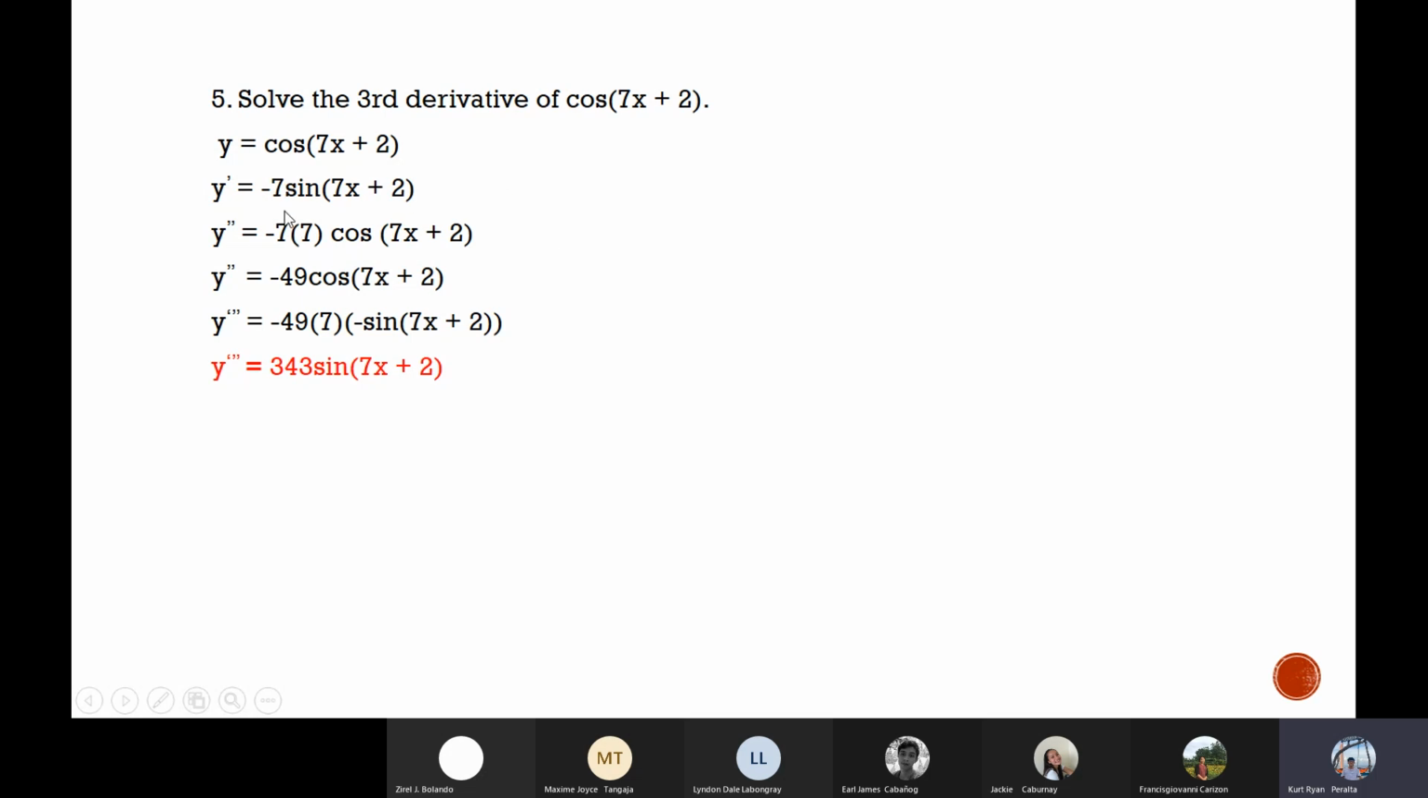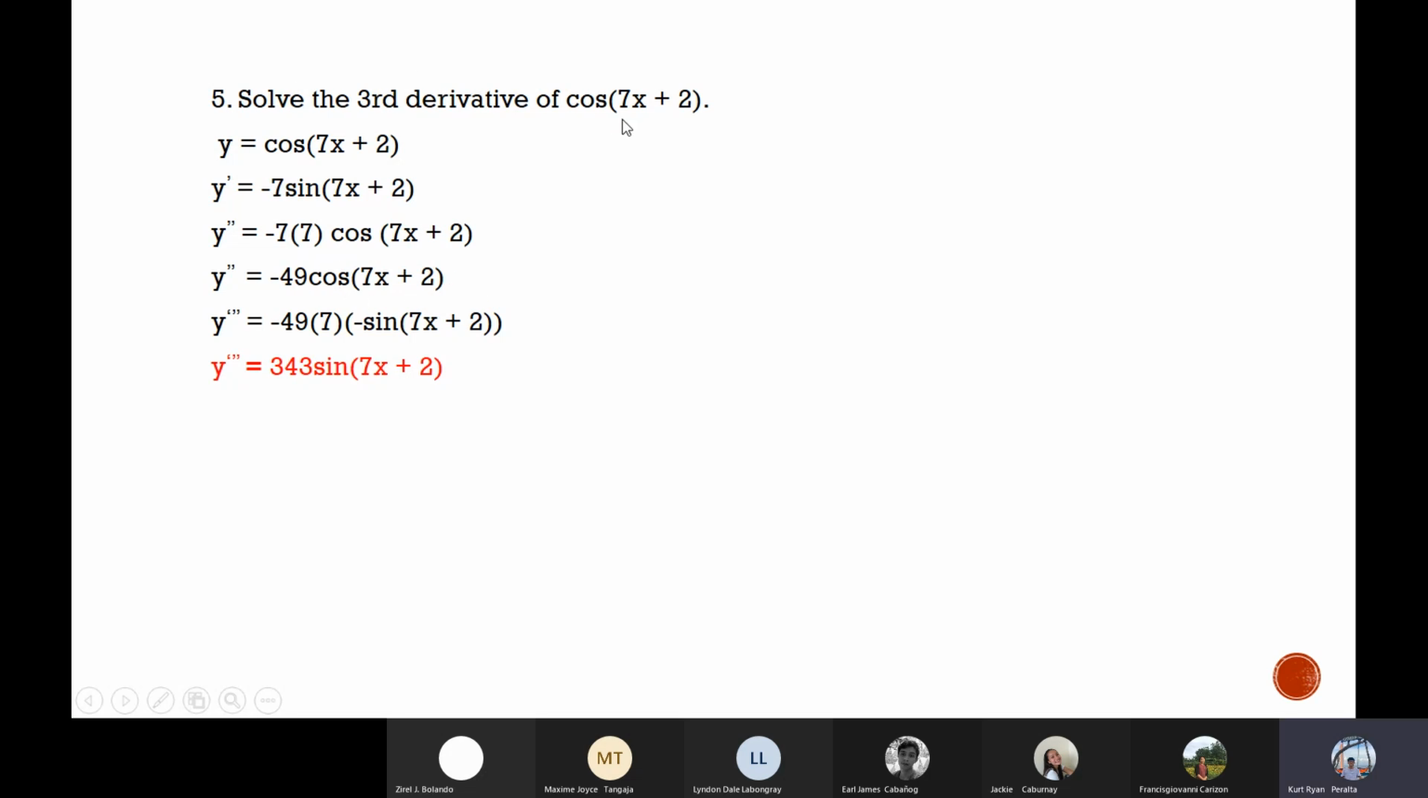So I can take out the negative 7. Then again using the chain rule, the derivative of 7x plus 2 is 7. Then the derivative of sine is cosine. That's it. We get negative 7 times 7, which is negative 49 cosine of 7x plus 2.